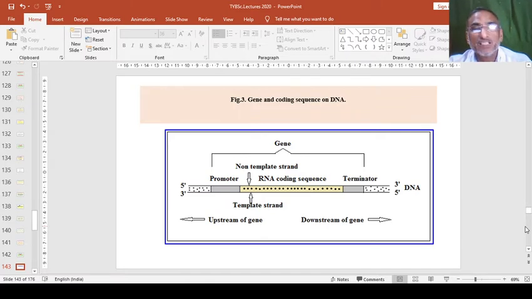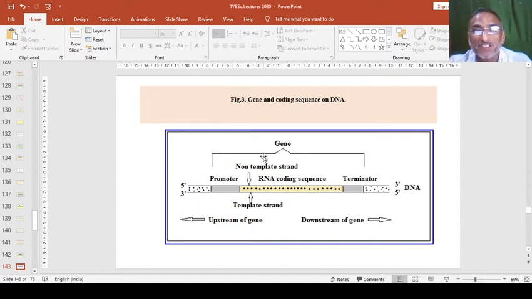Second thing, on each strand there is a site for promoting the activity of the gene, then the non-template strand, the RNA coding sequence, and the terminator point. In this way there are different codes or different sites of coding the sequence of DNA. So this picture is giving the idea of this chromosome strand having both 5' to 3' and 3' to 5' strands of DNA. Then this DNA has different locations or different spots.